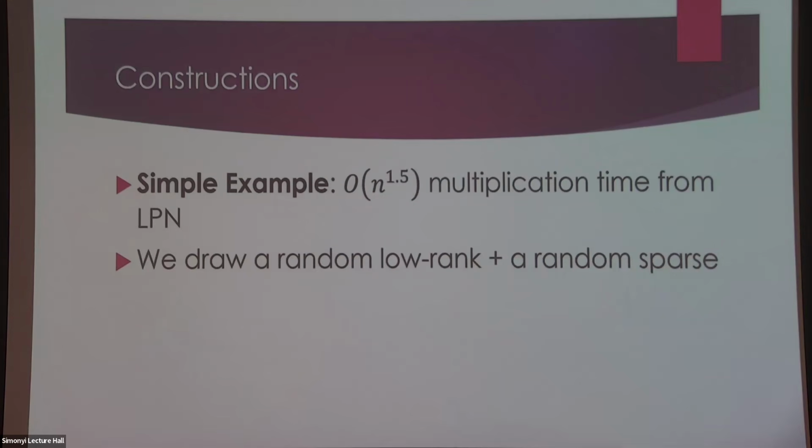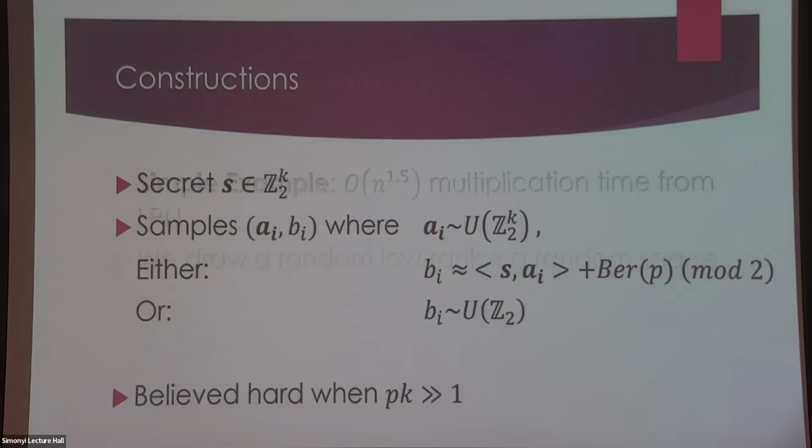Does that depend on the parameters as well? LPN assumption? Yes. So it will be based on LPN. I will soon say with which parameters. But with LPN and some reasonable parameters, I will show an extremely simple way to get n to the 1.5, which is just going to be to take a random low rank matrix plus a random sparse matrix. Let's just see that the parameters work.